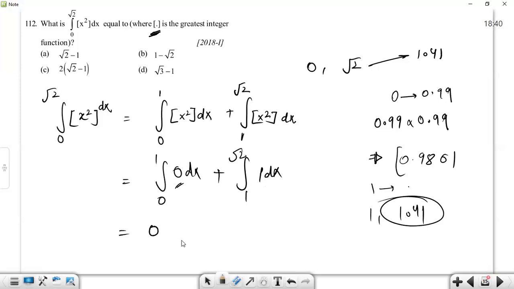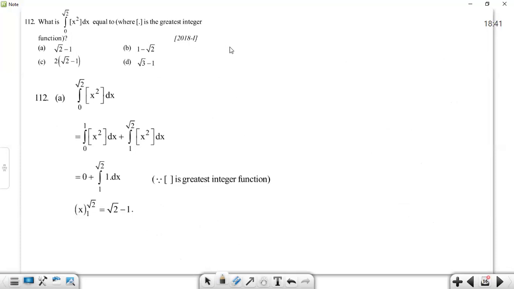Yes, sir. So integration of dx is what? Simply x, from 1 to root 2, upper limit minus lower limit, and that is our answer. Is this question clear? Yes, sir. Everyone, please keep responding. Yes, here you can also see the same method used.